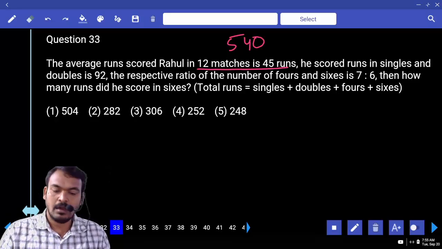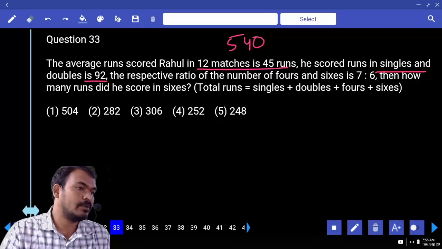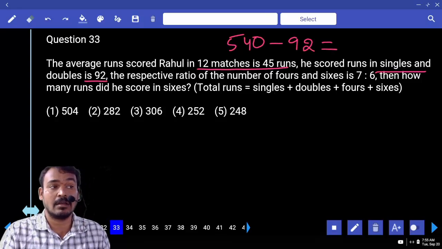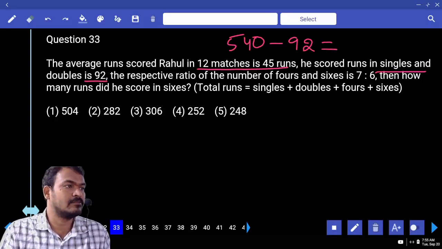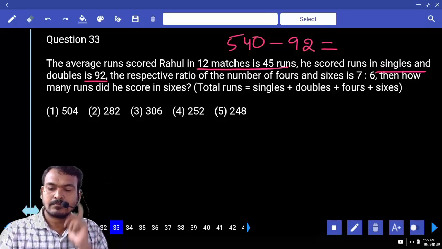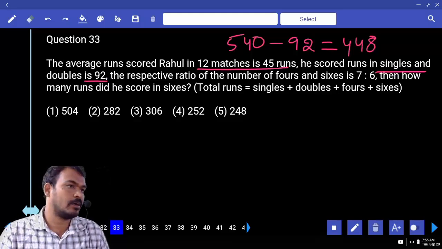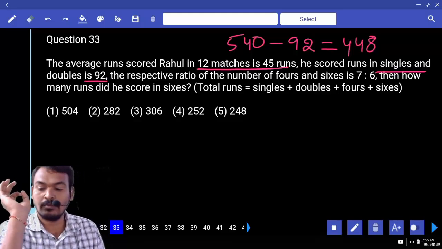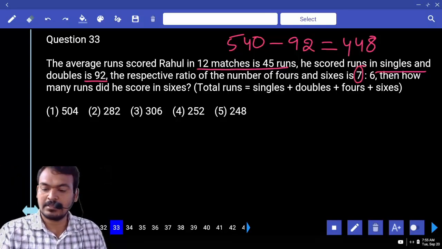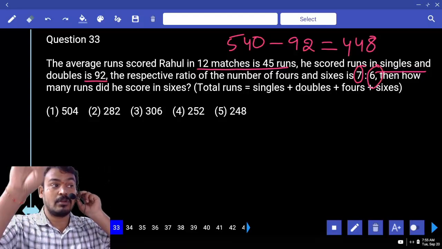540. Okay. Out of 540, 92 are made from singles and doubles. Then 540 minus 92, the remaining value is from 4s and 6s. Yes or no? 540 minus 92. What is the difference? 448. That 448 is made from 4s and 6s. 4s, how many parts? 7 parts. 6s are 6 parts. 4 means every part is 4 runs.